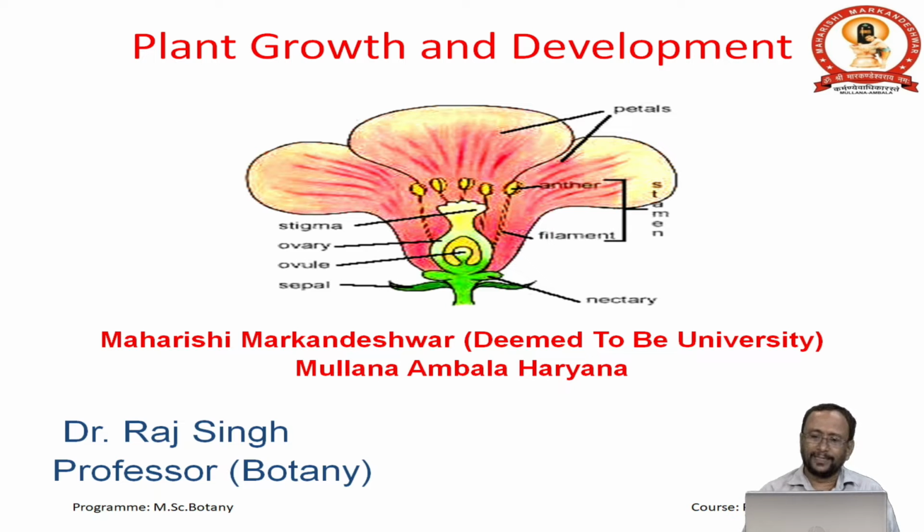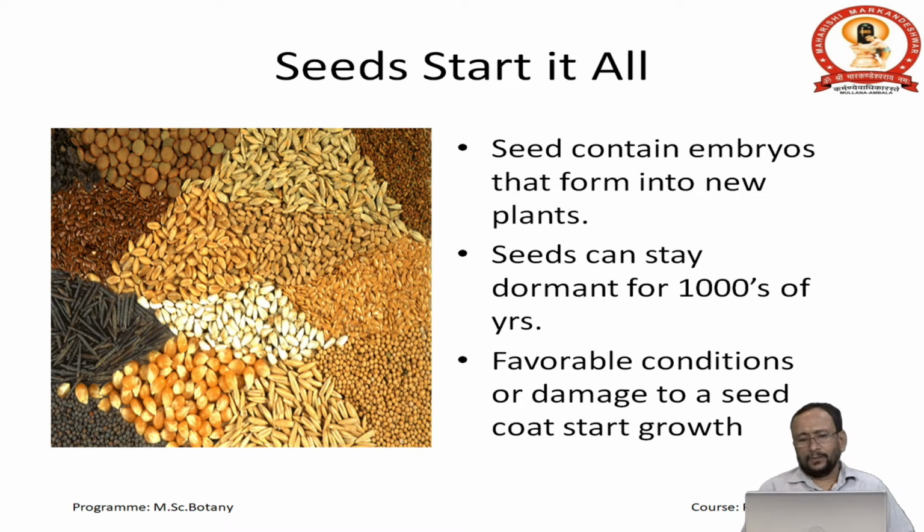What is the plant and their reproduction, mode of reproduction: sexual, asexual, and vegetative reproduction. The basic unit of reproduction in flowering plants is basically the seed. A seed is a minute reproductive unit of the plant. Seed contains an embryo that forms into a new plant.